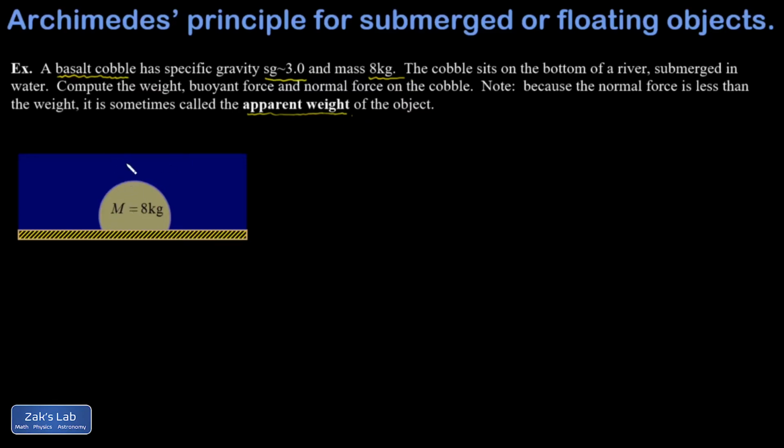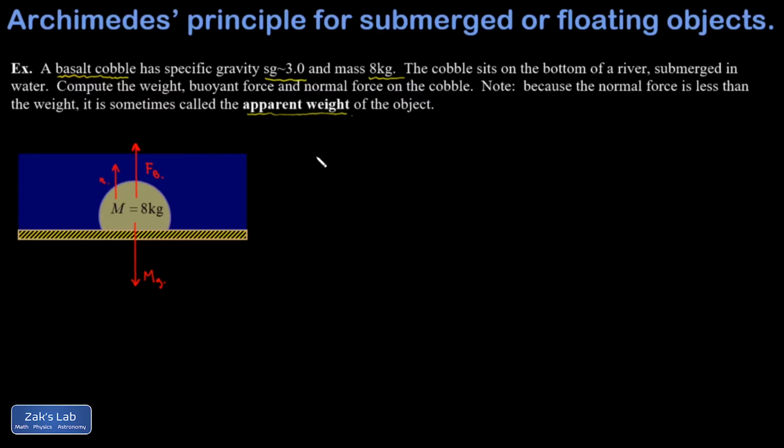I'll start by just popping in qualitative force vectors. There's the weight. Then I know there's going to be an upward buoyant force exerted by the fluid. That's going to be equal to the weight of the displaced fluid by submerging this thing in the water. And some normal force will still be required to hold this thing up against the force of gravity.